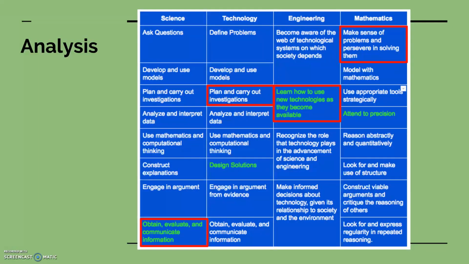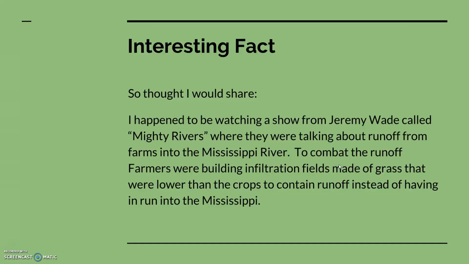This is the analysis that I had with science, technology, engineering, and mathematics. I wanted to obtain, evaluate, and communicate some information, so I looked at my problem. I planned and carried out an investigation on my problem and researched it. I used the technology we were given to look at runoff and erosion, and I made some sense of the problems and tried to solve them and persevere over the issues I was having, and hopefully we'll see what happens from there.